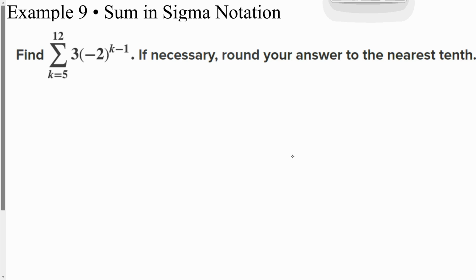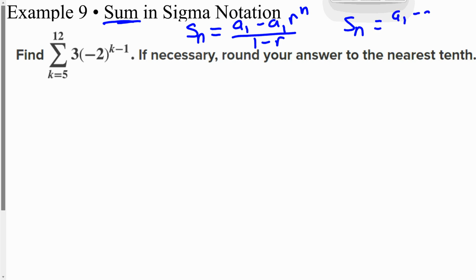Number 9 here, we're looking at a sum in sigma notation. So this is a sum just like example number 8 of section 4. To find the sum of however many terms we're adding, that's n, it's a sub 1 minus a sub 1 times r raised to n, all over 1 minus r. Or if you know what your a sub n is, you can take a sub 1 minus a sub n times r, all over 1 minus r. So the only difference is that r is being raised to that power there.